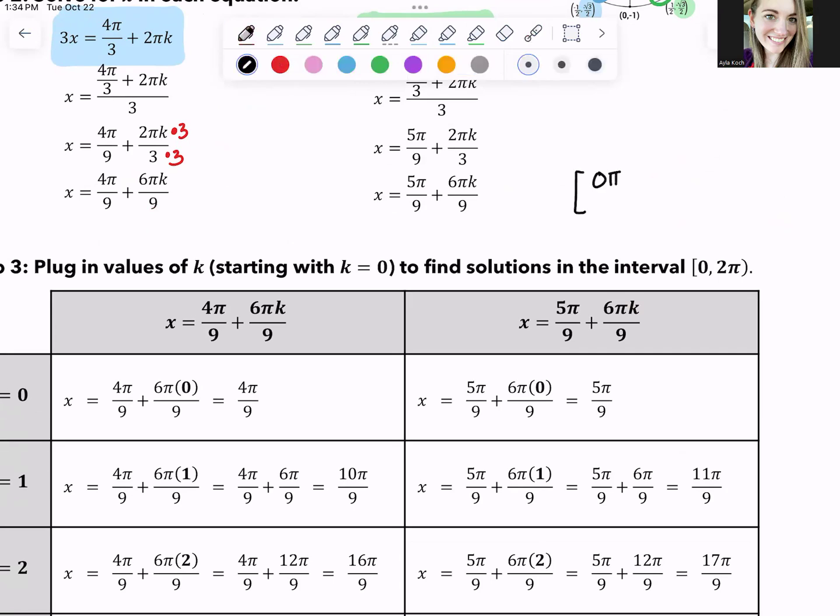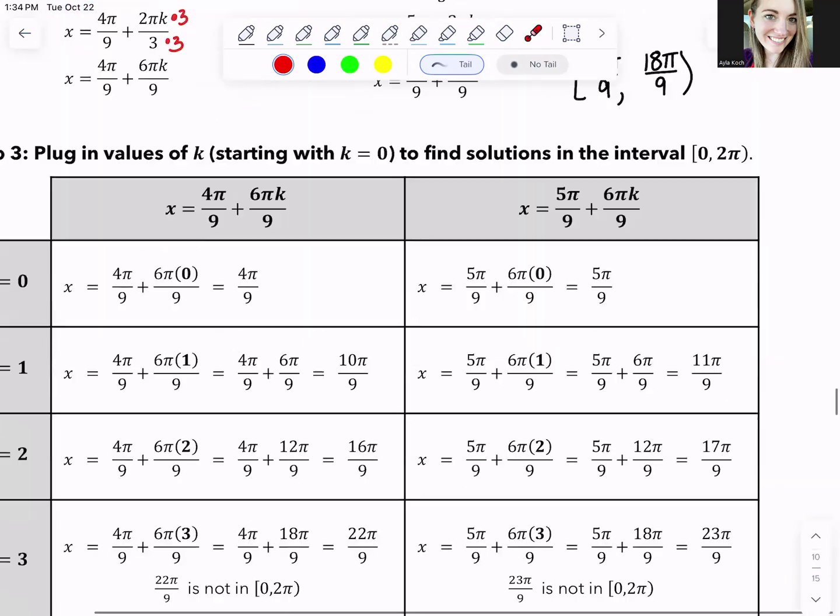We're looking at anything between 0 pi over 9, and then 2 pi is the same thing as 18 pi over 9, twice that denominator. So our answers need to be between 0 and 18 pi over 9. We want that numerator between 0 and 18. Has to be less than 18, can't be equal to 18.